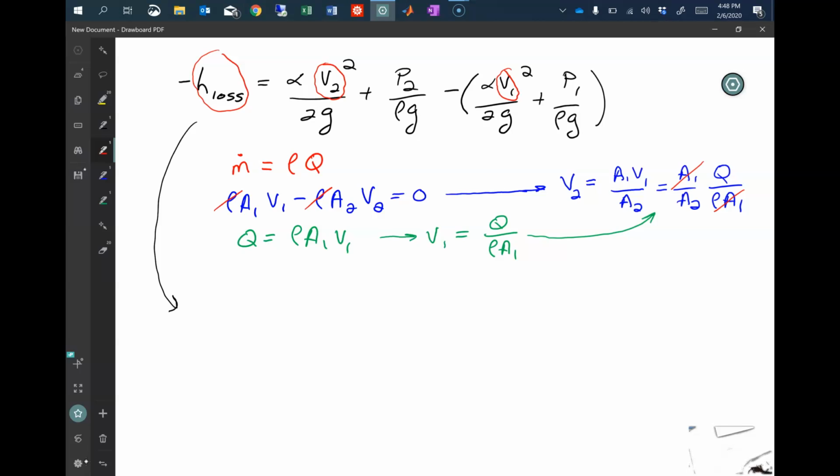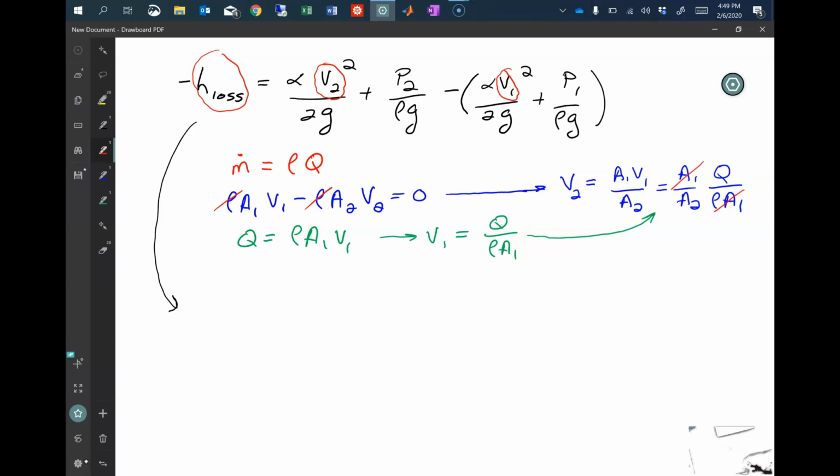Then I pick on the blue guy. Notice that the densities can be factored out and divided through, so I get rid of those. And I solve it for another variable, V2. Don't try to solve it for V1. You've already got that one. So you solve for V2. In blue, V2 is equal to, and I just toss it to the other side, A1 V1 over A2.